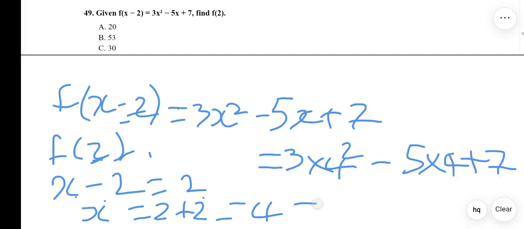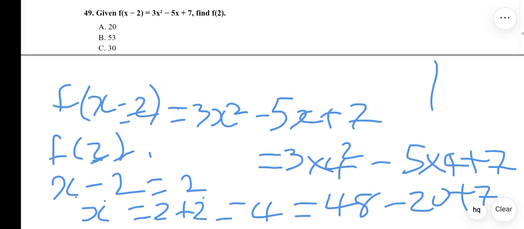So 4 squared is 16. So that will be 3 times 16, and 3 times 16 is 48. 5 times 4 is 20. Then plus 7. So that will be 48 minus 20, which is going to give me 28. 28 plus 7 will give me 35. So my result is 35. So 35 is the answer, which is option D.